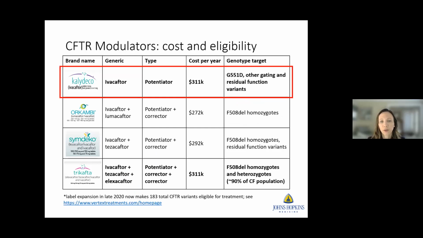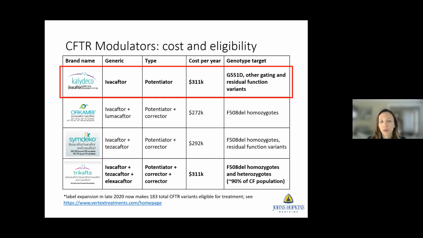So the first modulator that was approved in 2012 in the US was called Kalydeco, and this is just a single potentiator. It's ivacaftor. And it really targets variants that are known to affect the gating of the protein, which means the protein is folded and it's trafficked and it gets to where it's going, but it doesn't open. Either it doesn't open at all or it doesn't open for long enough.